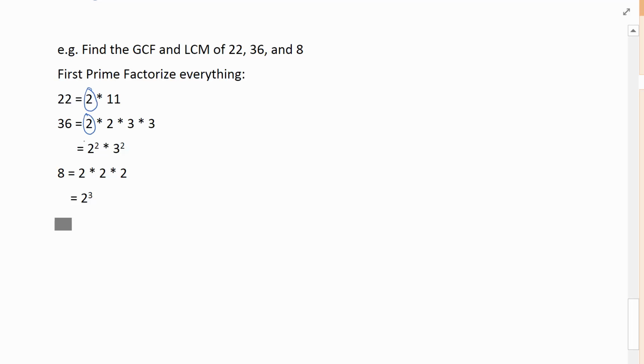Find the GCF and the LCM of 22, 36, and 8. So first, prime factorize everything. 22 comes from 2 times 11. 36 is 2 times 2 times 3 times 3, or 2 squared times 3 squared. And 8 is simply 2 cubed. What's the GCF of all three of these? Find what they have in common for factors. They all have a single 2 in common. 8 and 36 have more 2's, but 22 just has the 1. So the GCF is simply 2.